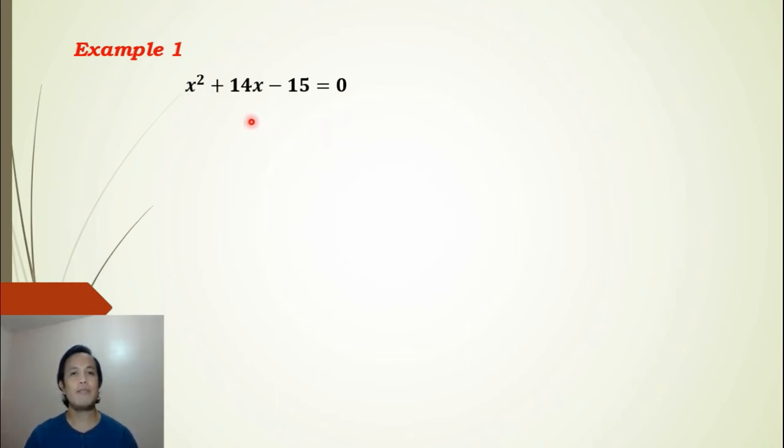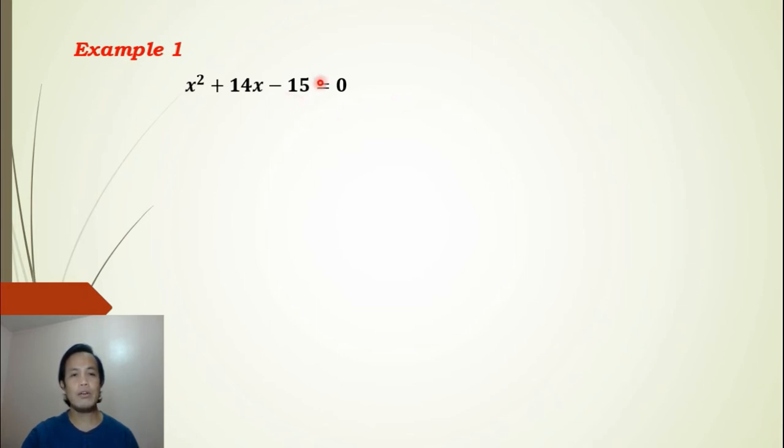Now, first step is to see to it that the first term has the coefficient of 1, meaning x squared, the coefficient of x squared should be 1. But if the coefficient of x squared is, for example, 3, greater than 1, we need to divide both sides of the equation by 3. Okay, so to proceed, we need to isolate the constant. In this case, our constant is negative 15. We need to isolate this constant to the right side of the equation.